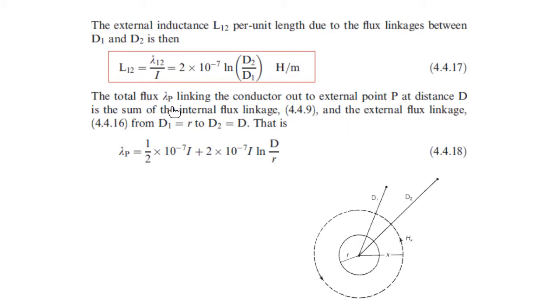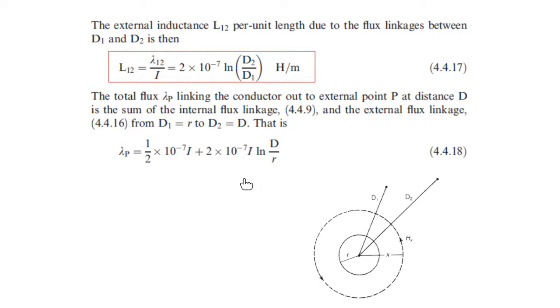Okay, so the total flux lambda P linkage, the total flux linking the conductor out to external point P at distance D. So there is a point P at distance D. Okay, point P means this is a point here at distance D. This is the distance which is here, in this case D2, and it is the sum of the internal flux linkage and external flux linkage. So we have internal and external. That's why you will see these plus internal and external.